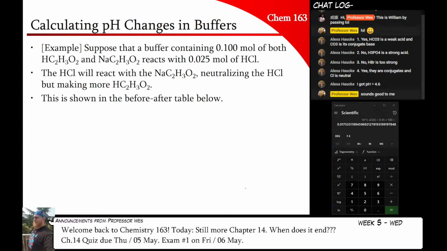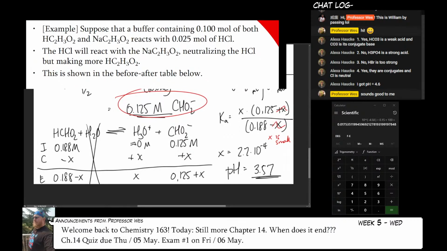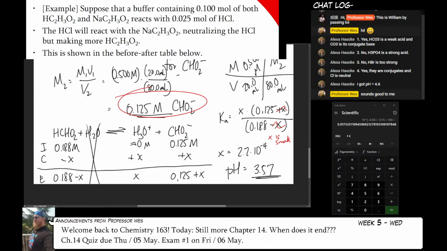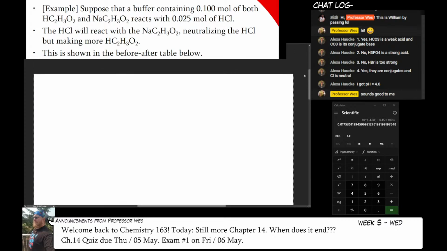So let's do an example of this, and I'm going to draw out my own before-after table so that we can see this in action here. So we're going to have a buffer, and our buffer has some volume in it. We don't really care about the volume. What we care about are the number of moles of the buffer. So I'm going to add 0.025 moles of HCl to my buffer.